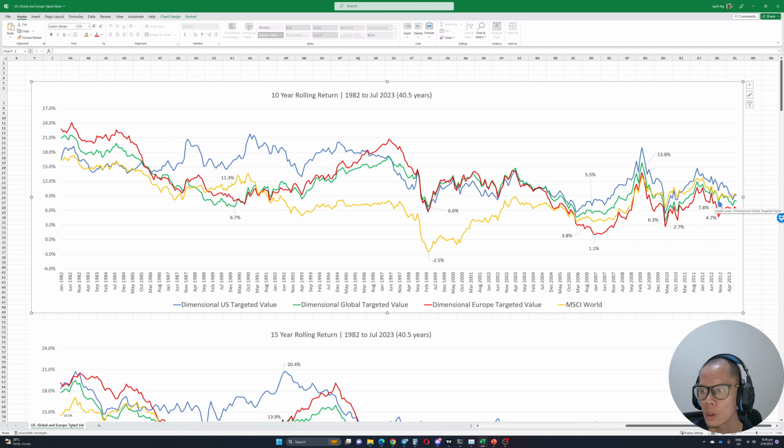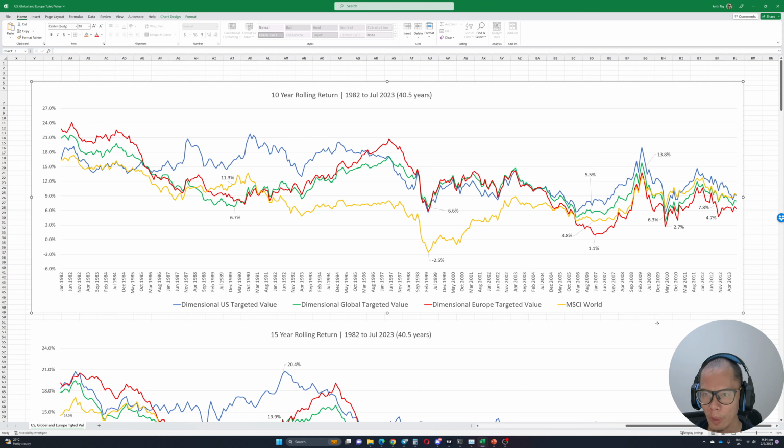So what we can see is, during this period, the green color is the global targeted value. It has almost the same performance as the MSCI World over here. Most of the comparison that you should focus on is actually the global and MSCI World. But for my friend over here, he's probably looking at the green line and the blue line. And there are some periods where the global targeted value does better, like over here. Then there are some periods where I think the US does better.